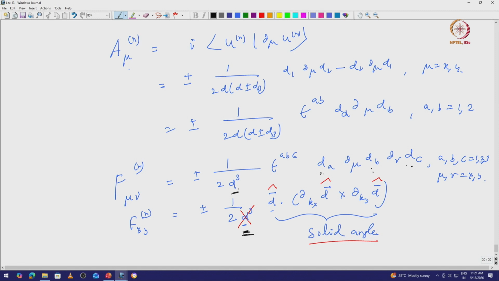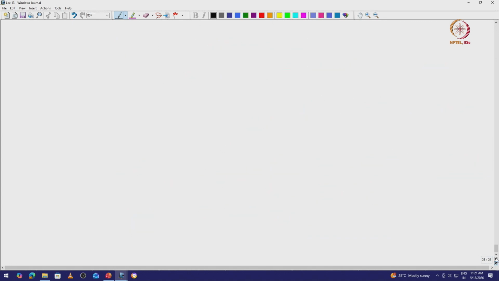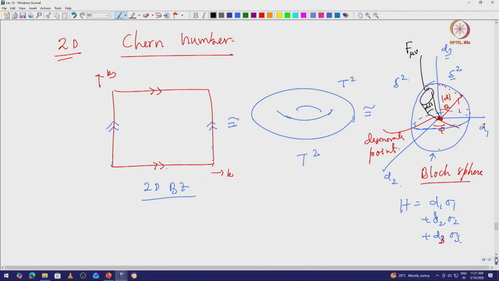So, here indeed now we see that D equal to 0 point, it is like there is some monopole sitting here, which is at the degenerate point. Remember, d equal to 0 is the degenerate point, and now we are going to compute the flux of it along all directions, and this is my solid angle in the d sphere. Otherwise, it is the curvature or magnetic field through this 2D zone or through this torus.